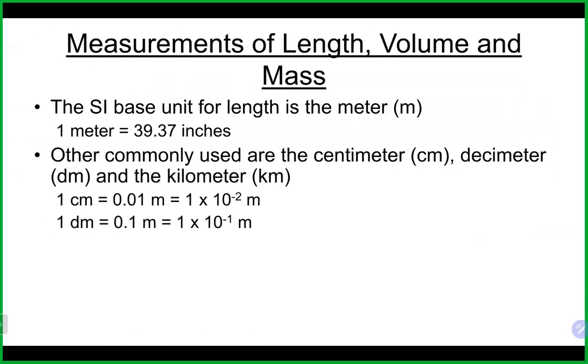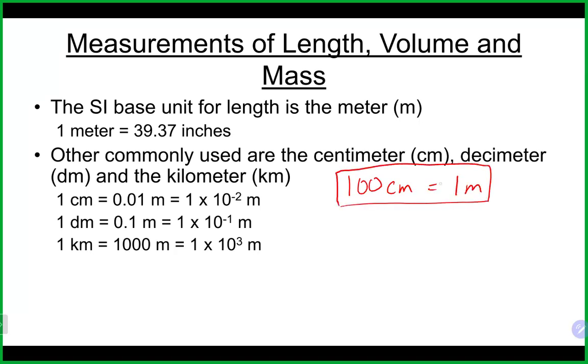So let's talk a little about some of the common measurements, our units, that we're coming across for length, volume, and mass. Starting with length, the SI unit there is the meter. 1 meter is 39.37 inches. Very common conversions. For example, there are 100 centimeters in 1 meter. So that is definitely a conversion that you should know, and it's used a lot.